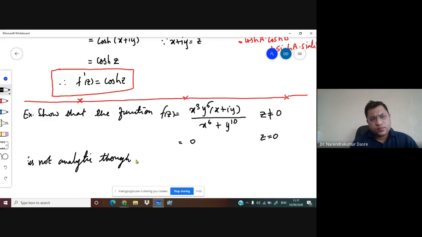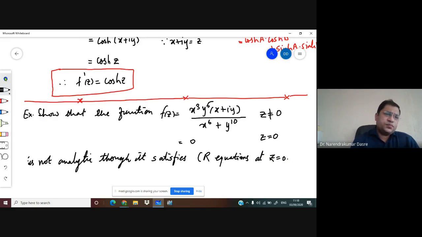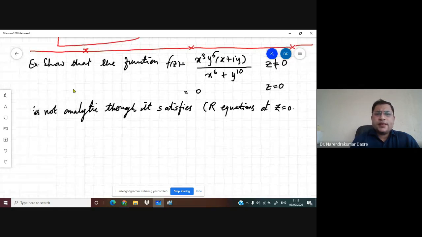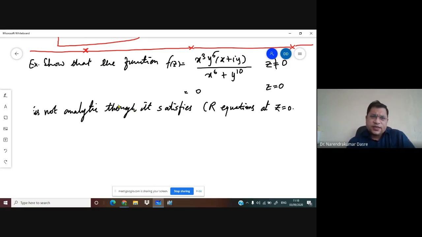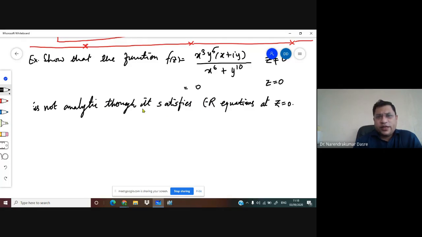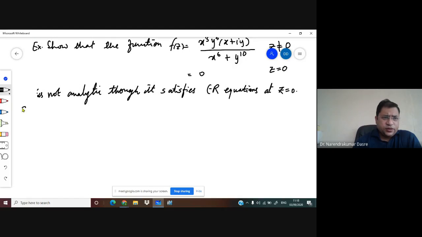So it satisfies CR equations at z equal to 0. It is said that it satisfies CR equations at z is equal to 0, but it is not analytic. So that is what we have to prove. And this example will give you the idea that CR equations are not sufficient, though they are necessary, but not sufficient. So we'll try to simplify this, try to show this.